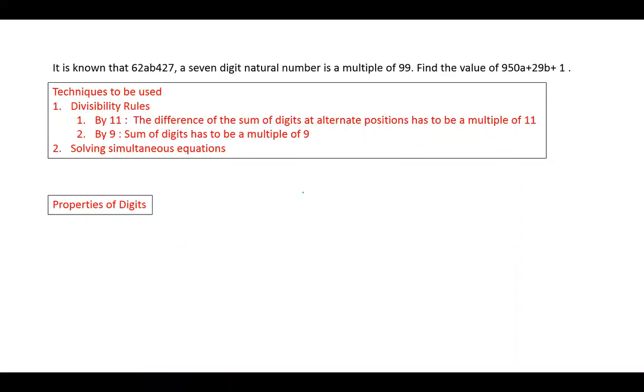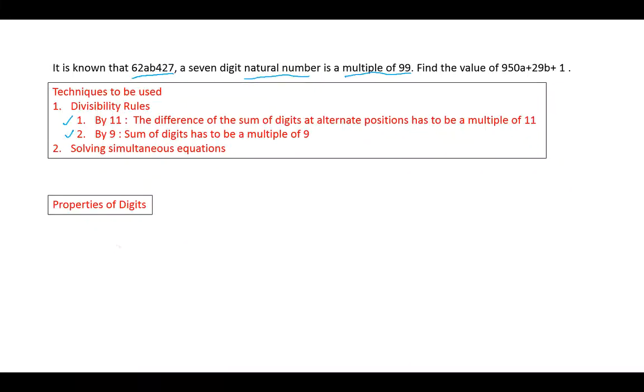For example, let's see here. We have been given a number 62AB427. Obviously A and B are unknown, and we know that this is a 7-digit natural number which is a multiple of 99. We have to find the value of 950A plus 29B plus 1. The techniques we'll use to solve this question are divisibility rules, especially of 11 and 9, and then we'll solve simultaneous equations to get our final answer.